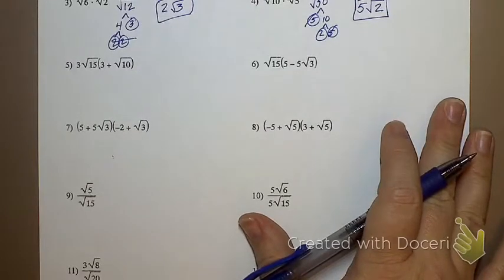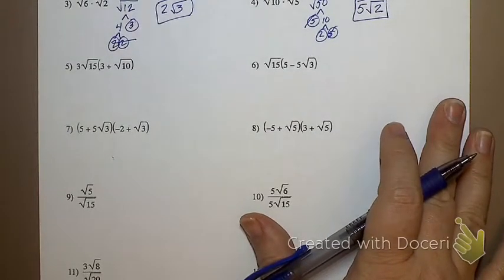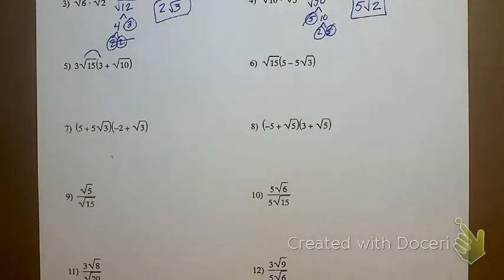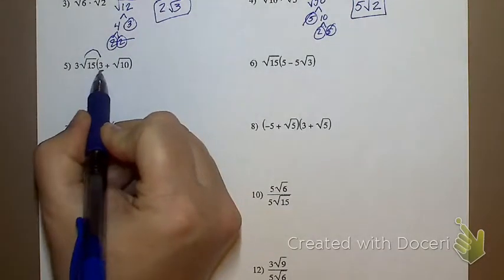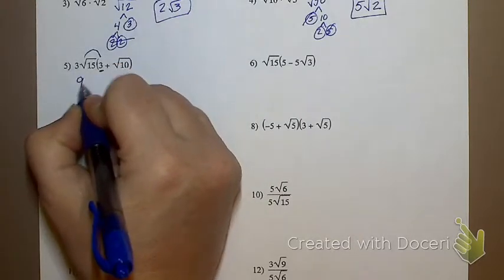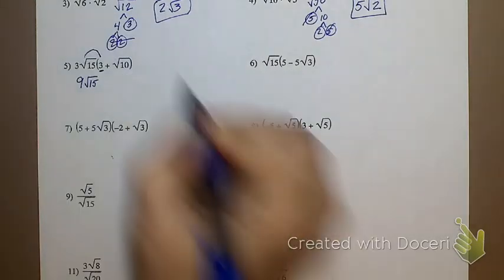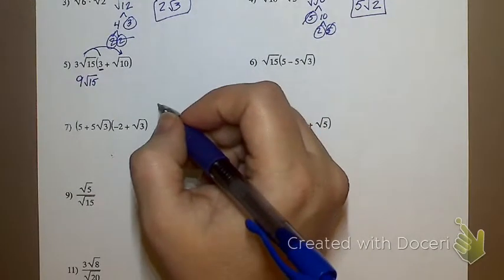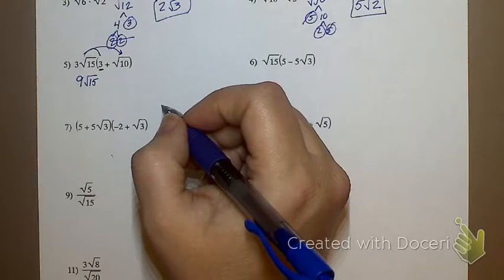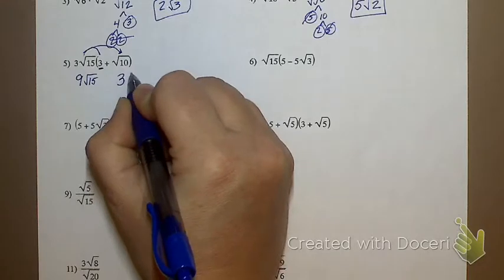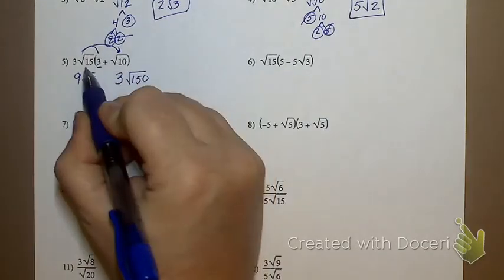All right, how am I making it a little more difficult in number 5? Parentheses, which means what? What if I have something outside parentheses? What do I do with it? Distribute it, right? So, in other words, I have 3 rad 15 times 3. What am I going to multiply this 3 by? The 3, because it's not in parentheses, right? What is that going to give me? 9 rad 15. And then right here, 3 rad 15 times rad 10. What am I going to get there? 3 radical 150, right? Because 15 times 10.